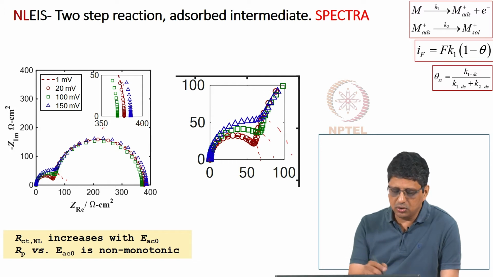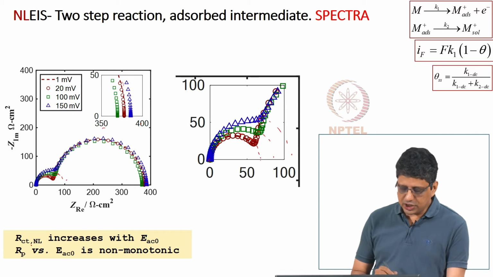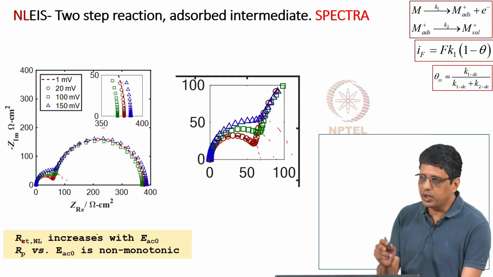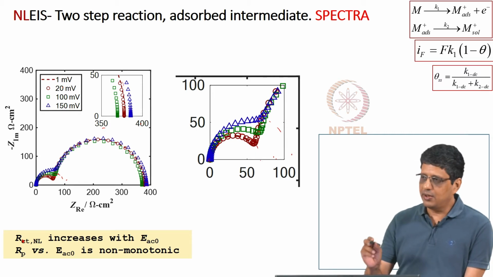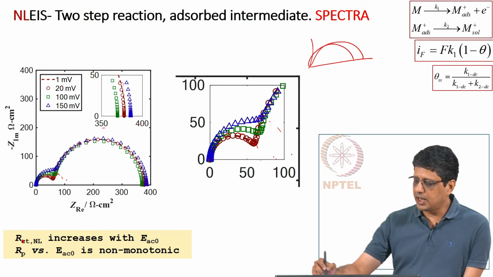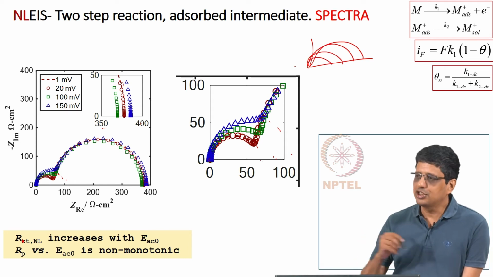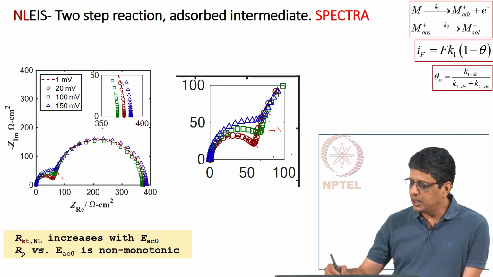So, 1 millivolt to 20 millivolt, there is not much of a difference. 20 to 50, the nonlinear charge transfer resistance increases. So, at 20 to 100 it increases, 100 to 150 again increases. So, RT NL increases with AC amplitude for this case. In the earlier example where we looked at a simple electron transfer reaction, when we increased the perturbation amplitude, RT actually decreased, but that is not universal. RT may increase or it may decrease.